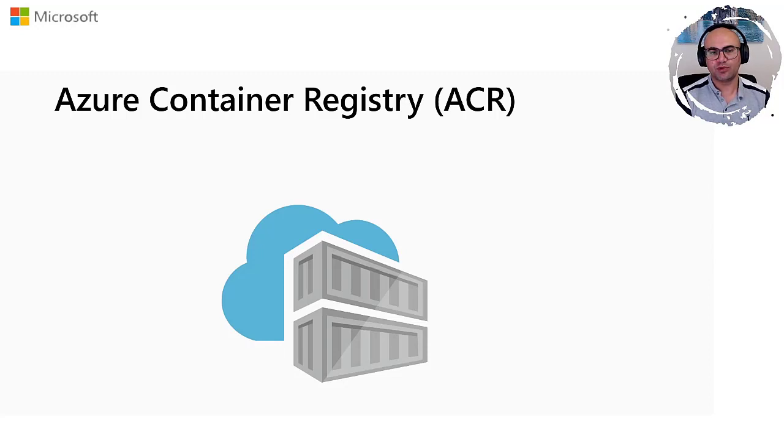ACR is a blob storage-backed container registry as a service. It allows you to host your own images in either public or private repositories. It also has integration with third parties, which allow you to scan your images for security purposes, and the ability to integrate with other services through webhooks so that automation can happen when new images are pushed to your registry.